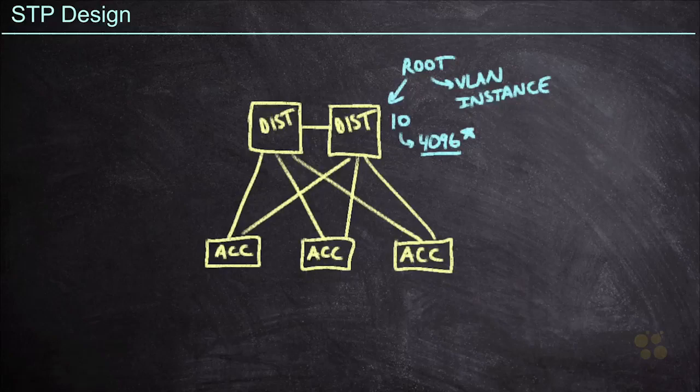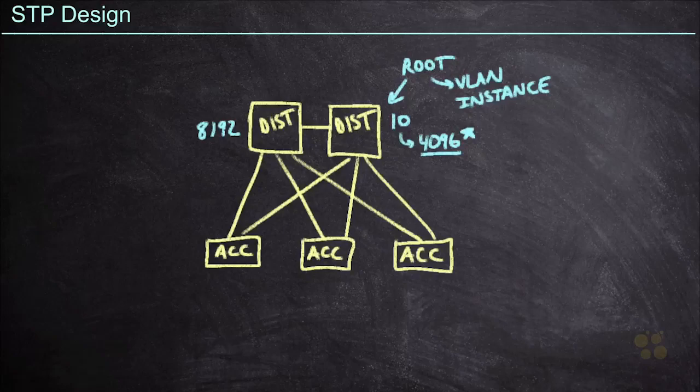Now, we also want to be very intentional about the backup root. If this switch were to go down for any reason, then we want the second distribution switch to become the root, not one of the access layer switches. As such, for VLAN 10's configuration, we'd want to configure a value of 8192 on the second distribution switch. This would be one priority value higher than 4096 because, again, we have to configure priority values in multiples of 4096.